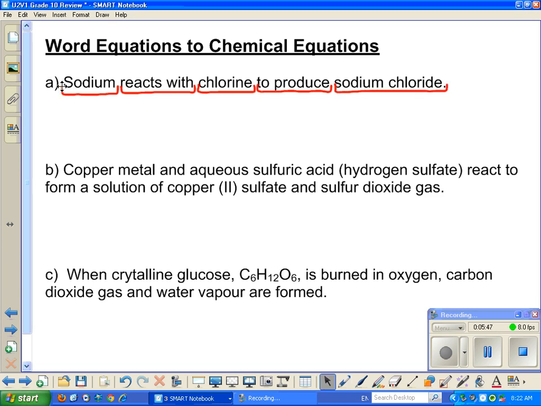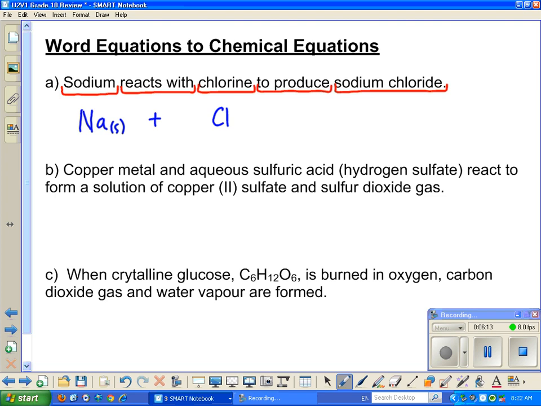Going through piece by piece, sodium by and of itself just means elemental sodium. Elemental sodium is neutral, and because it's a metal in the periodic table, we know that it's a solid at room temperature. The only metal that's not, of course, is mercury. Reacts with just means that there's another reactant being added, and the next one then is chlorine.